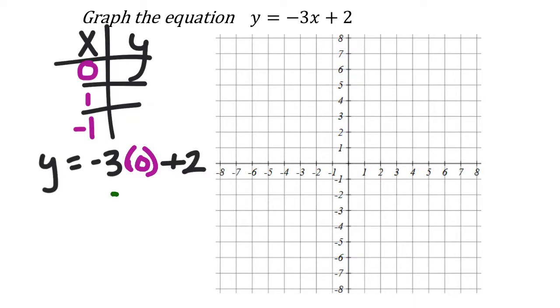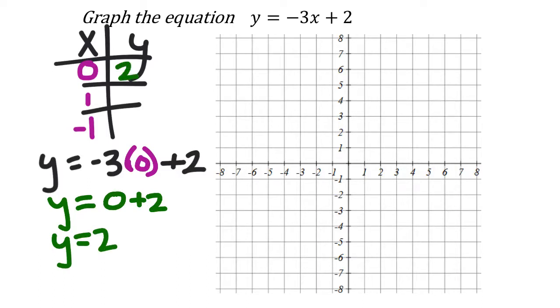Well, 3 times 0 is 0. So y equals 0 plus 2. Well, y is just 2. And that would give me that ordered pair, 0, 2, which I can put on the graph. X is 0, y is 2. Bam, there it is, that red point.